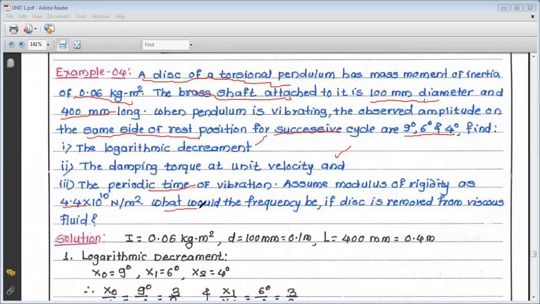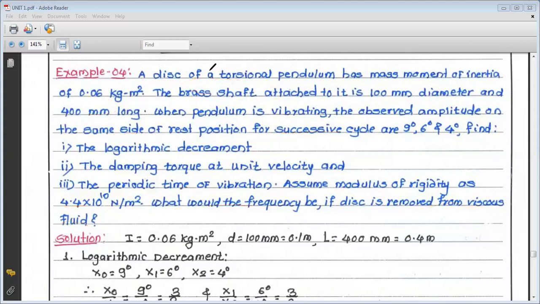What would be the frequency if the disc is removed from the viscous fluid? Means there is no value of zeta, no fluid in the displacement, which means this system will be an undamped system. So what is the given data?